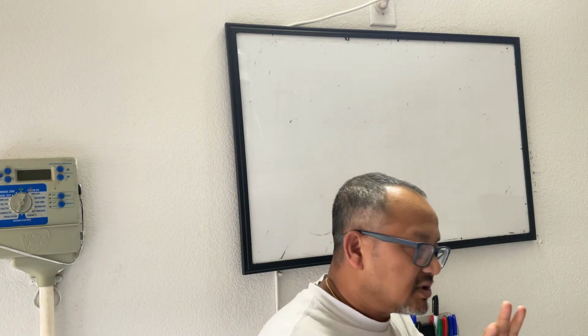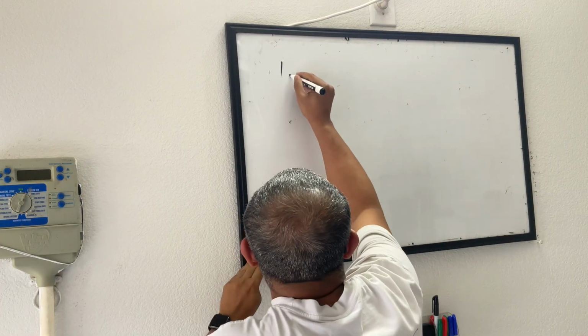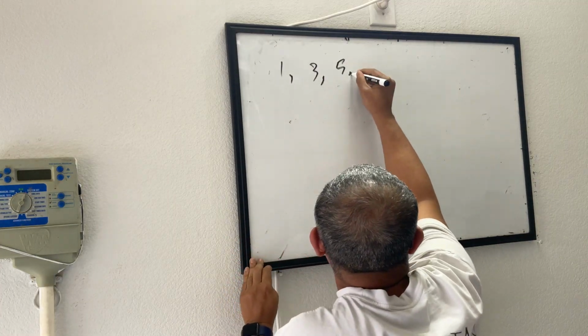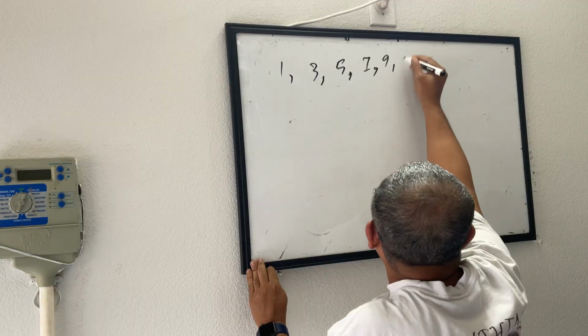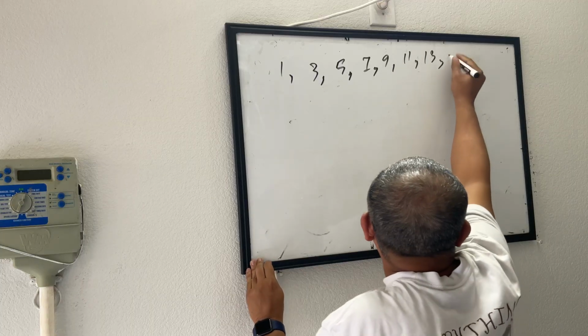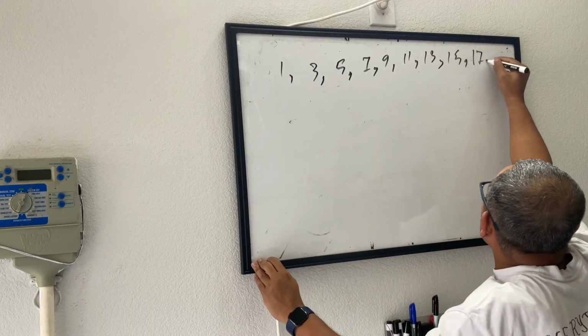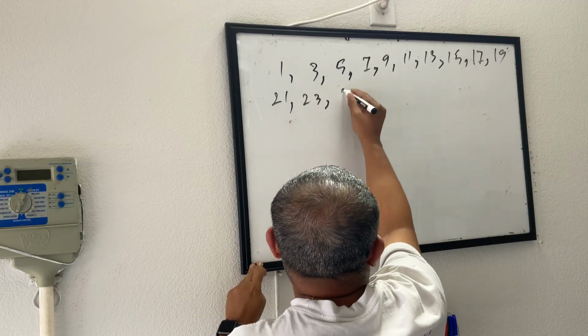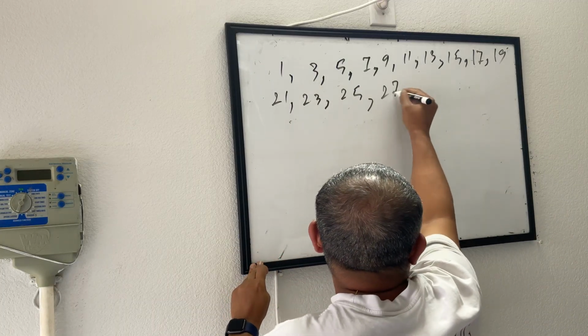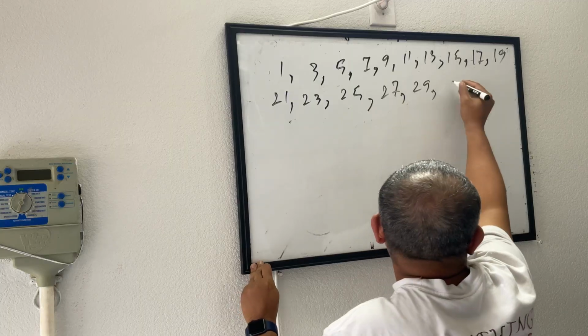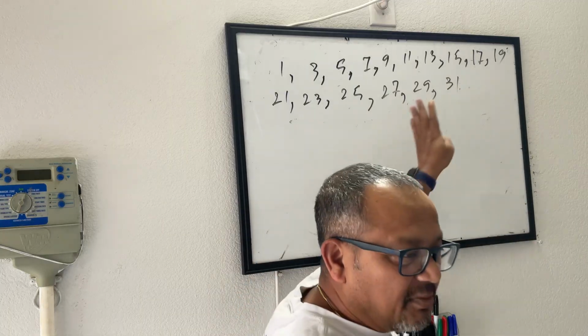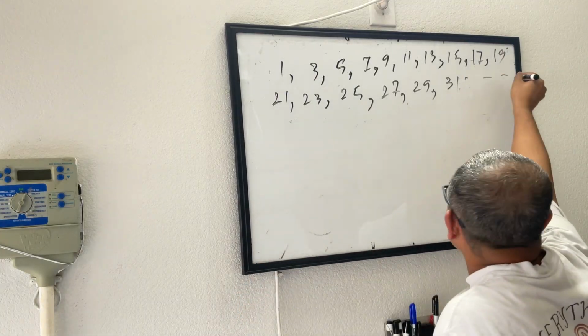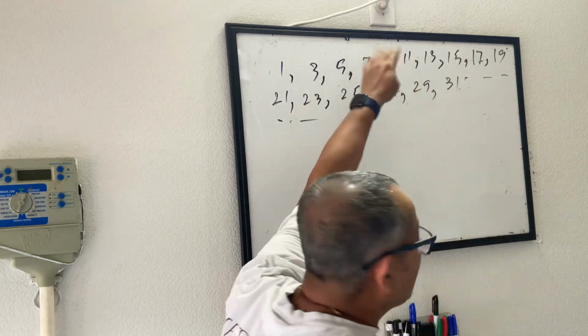Now, I'm analyzing. It says, find out 3 consecutive odd numbers. What are the odd numbers? Odd numbers are 1, 3, 5, 7, 9, 11, 13, 15, 17, 19, 21, 23, 25, 27. See how much time the teacher has to waste. I'm stopping it here, and I can literally go on. So these are my odd numbers.